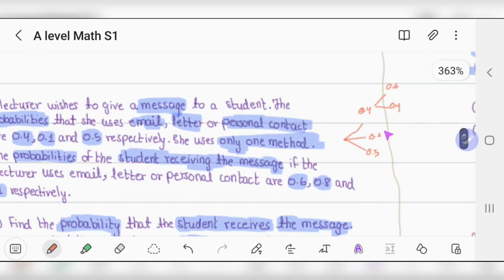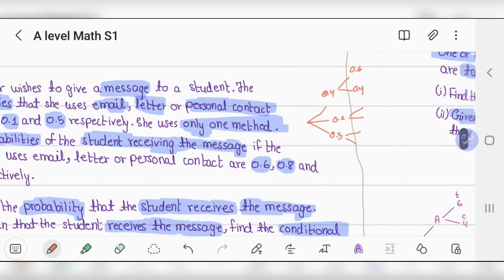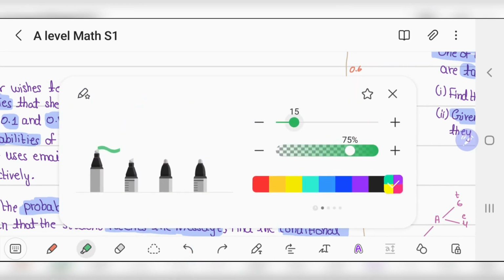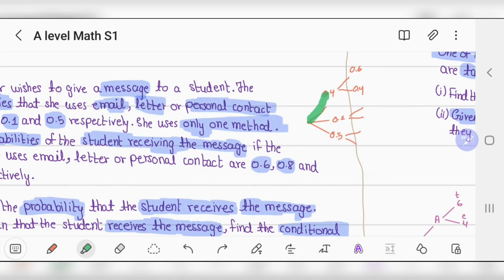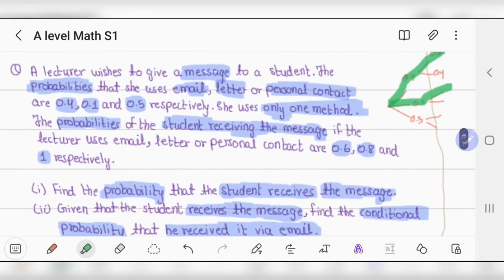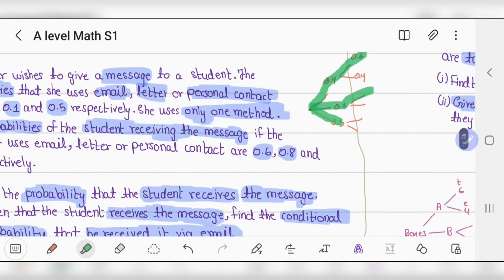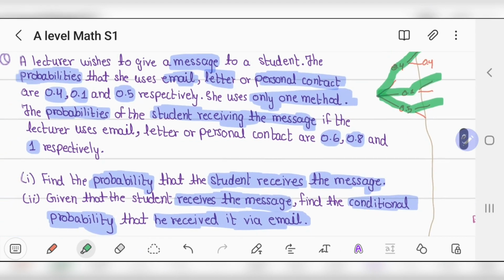Okay, similarly the same thing here and here, and then it says find the probability that the student received the message. The probability that the student received the message, you can just multiply 0.4 times 0.6, plus 0.1 times 0.8, which is receiving the letter, 0.8, and plus 0.5 times 1.